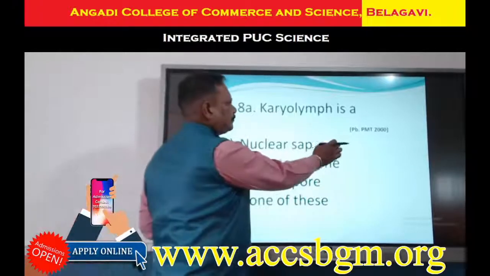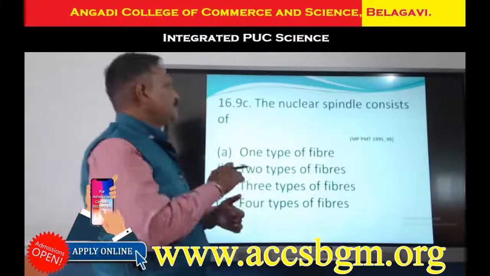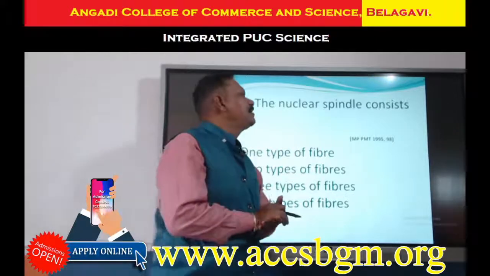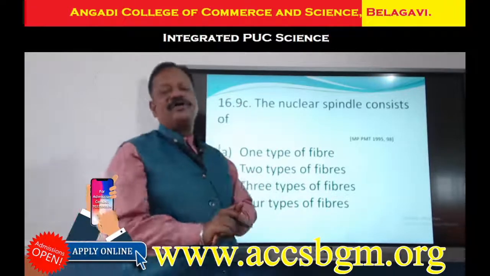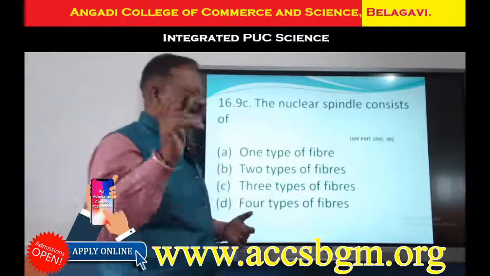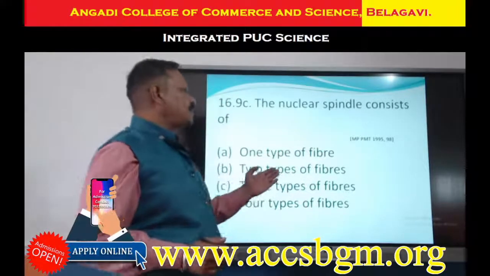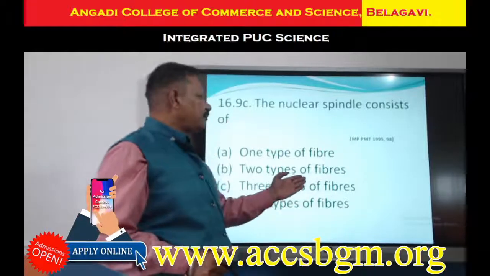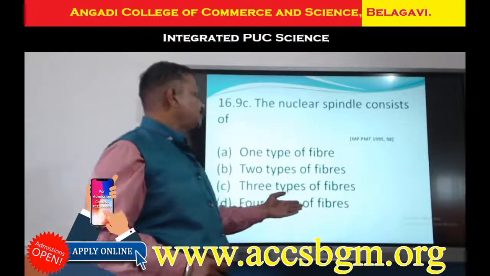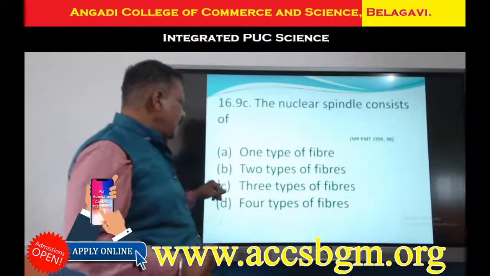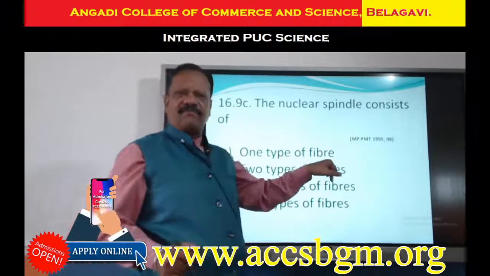Next one. The nuclear spindle consists of, what is the nuclear spindle consisting of? Just see the options: 1 type of fiber, 2 types of fibers, 3 types of fibers, 4 types of fibers. It is containing option C, 3 types of fibers.